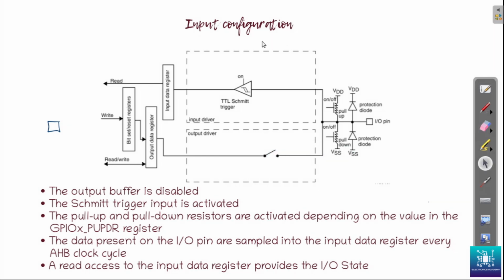we will see how it looks if the pin is configured for input. So the output driver is disabled here. Output buffer is disconnected and the Schmitt trigger here is activated. That is, the input connection is made, but this is high impedance. So this one is high impedance. We should remember that for input. So it's high impedance.